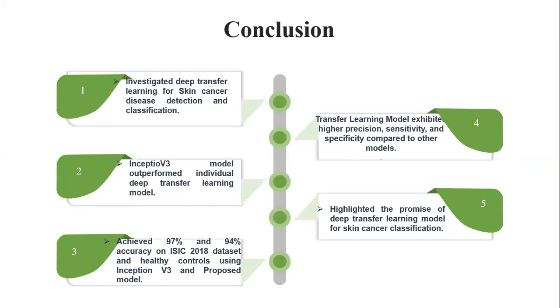This is the conclusion part. When we investigated deep transfer learning for skin cancer disease detection and classification, the transfer learning model exhibits higher precision and sensitivity compared to the other models, achieving 97% and 94% accuracy on the ISIC 2018 dataset using Inception V3 and the proposed CNN model.